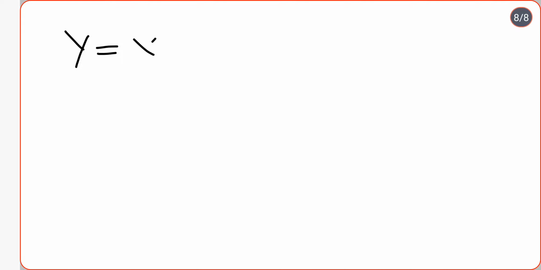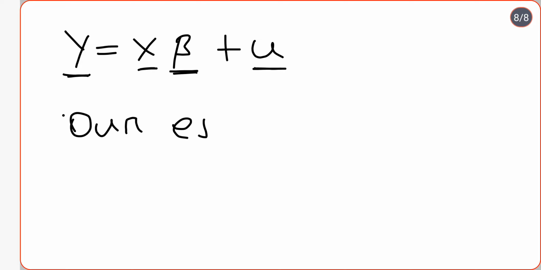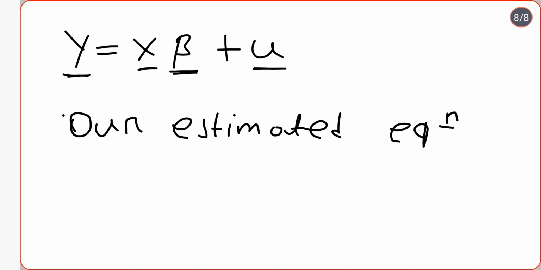At first we have obtained that y equals x beta plus u. It is nothing but y is the vector of values of the dependent variable, x is the vector of the values of independent variables, beta is the vector of the values of parameters, u is the vector of the values of the error term. If we estimate this equation, then from this population regression model our estimated equation becomes y hat equals x beta hat.